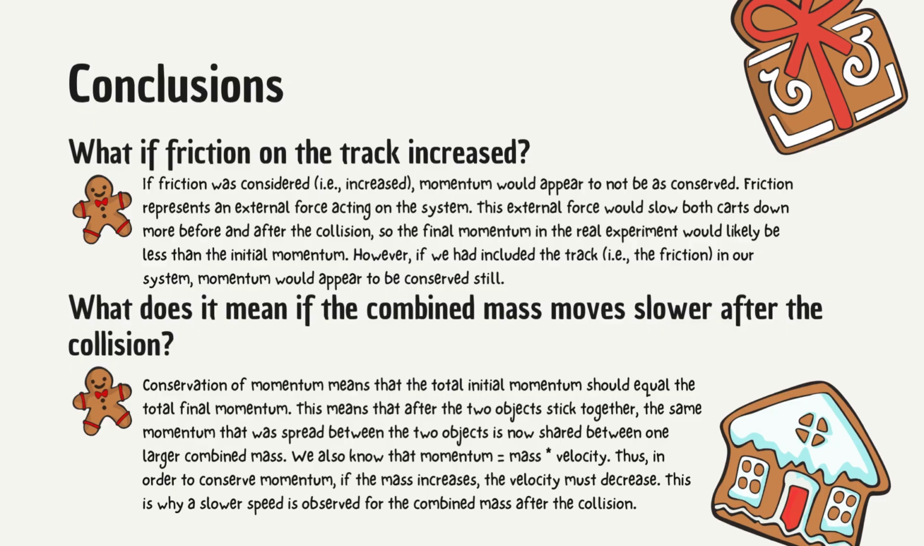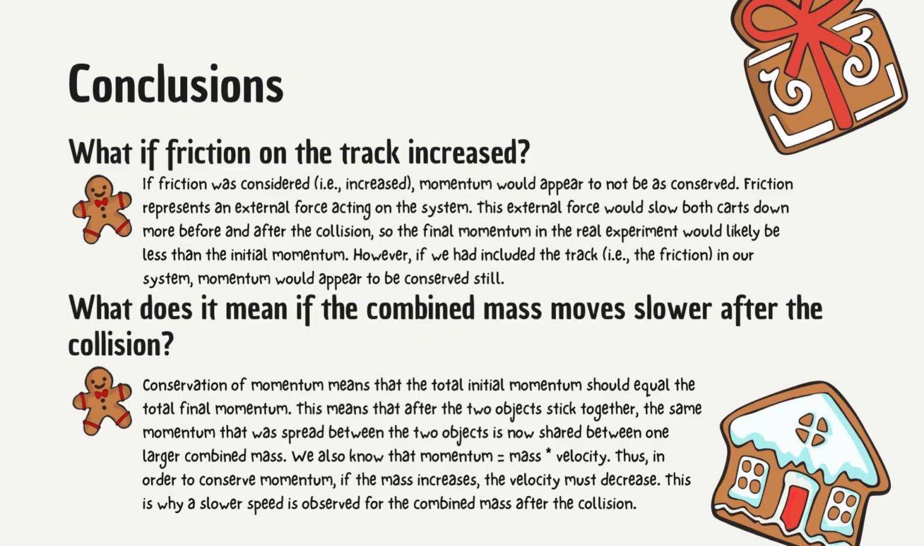In terms of our final conclusions for this lab, the first question that I created is, what if friction on the track increased? If friction was increased, momentum would appear to not be as conserved. Friction represents an external force acting on the system, and this external force would slow both carts down more before and after the collision, so the final momentum in the real experiment would likely be less than the initial momentum. However, if we had included the friction in our system, momentum would appear to be conserved still. This just depends on your choice of system.